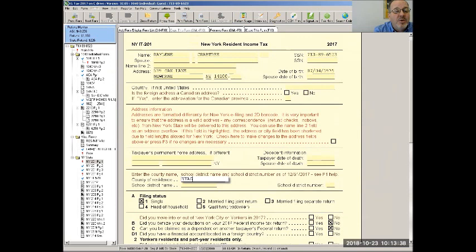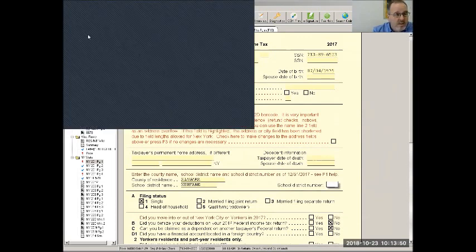And you live in Niagara County. I'm on the state side now, the New York 201, page 1. And let's see, you're in the Newfane School District. It's kind of the middle section. It's probably lit up red.